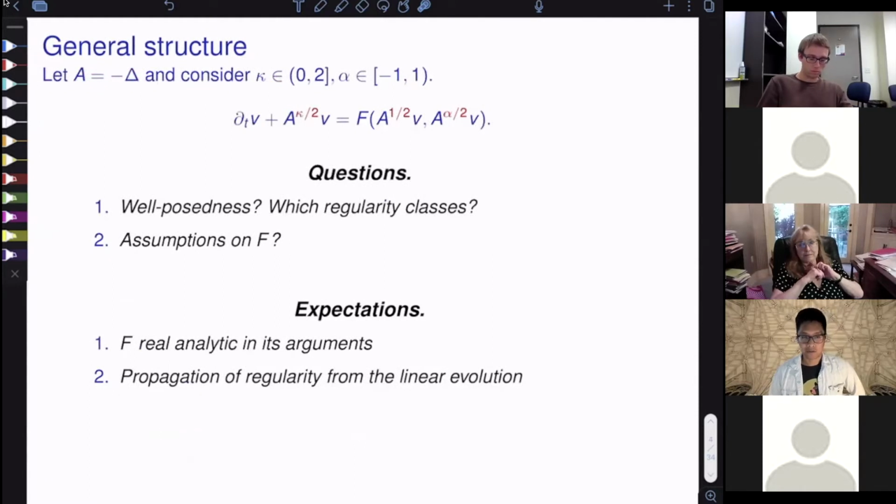So in general, of course, the basic questions are just: is this system well posed? In which regularity classes is it well posed? And what assumptions would you make on F? The expectation here would be that if F is, for example, real analytic in its arguments, then you should be able to propagate the regularity from the linear evolution. So for instance, when F is real analytic and kappa is greater than or equal to 1, you should expect to propagate analytic regularity.